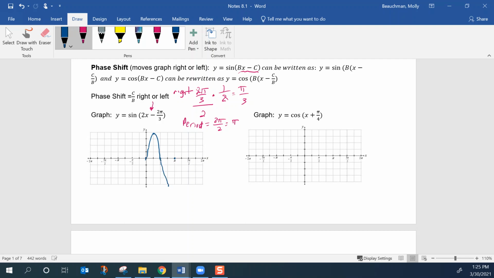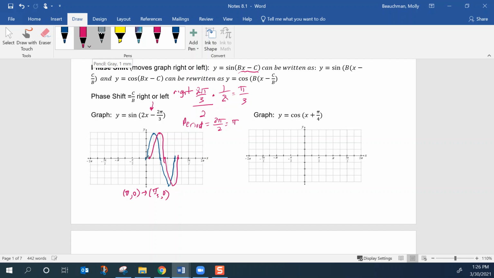So I've changed the shape. There's the shape of the period of pi instead of 2 pi. Now I'm going to move my 5 key points to the right pi over 3. Pi over 2 is here, so I'm going to move to the right pi over 3 and redraw. And if you want to know what the coordinates are, take each of your key points, 0, 0, and add pi over 3. So that's going to move to pi over 3, 0.